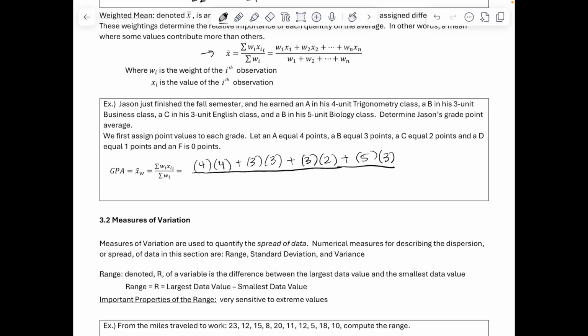Now we're going to sum up all of those weights. So total units, so 4 plus 3 plus 3 plus 5. And working this out, we get 46 over 15, which you can divide on your calculator. I'm going to go ahead and round to 3 decimal points, and we get 3.067. And so this is the GPA that he earned for that semester.